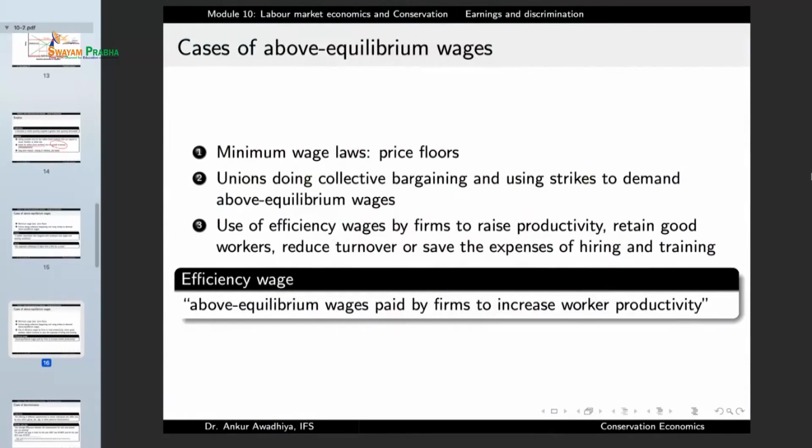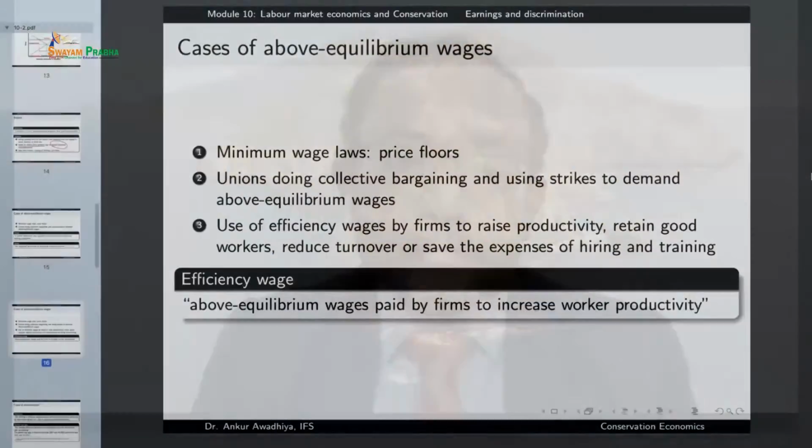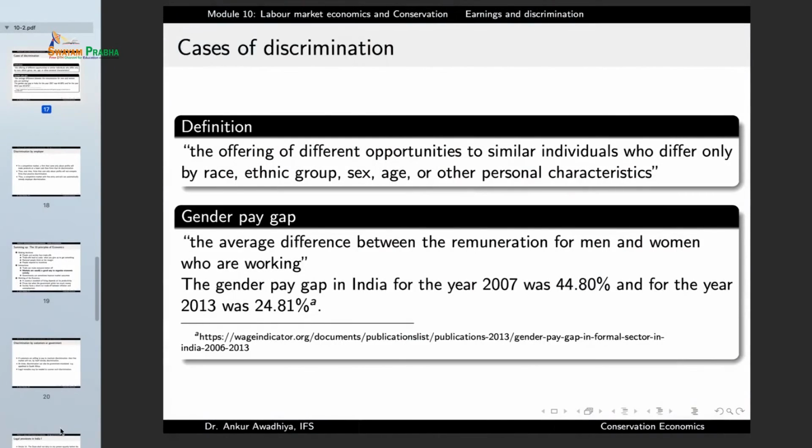So these are known as efficiency wages, above equilibrium wages that are paid by firms to increase worker productivity, to retain good workers, to reduce turnover, or to save the expenses of hiring and training. Now, because the firms are taking this decision of their own free will, there will hardly be negative consequences. We also saw that another way in which the results of the neoclassical theory get modulated is discrimination.